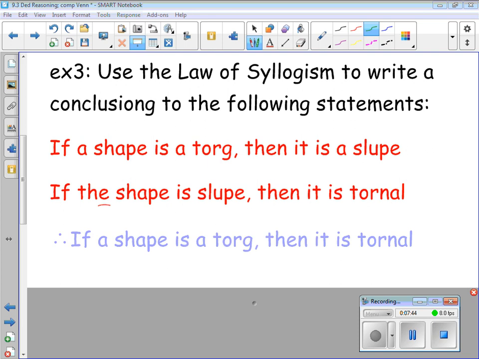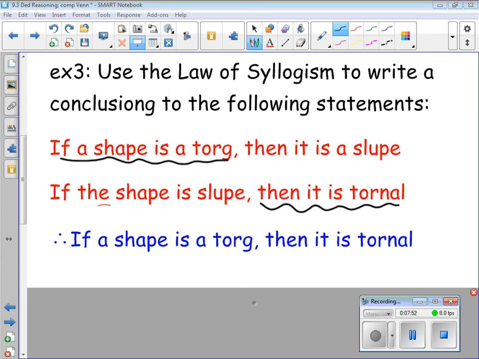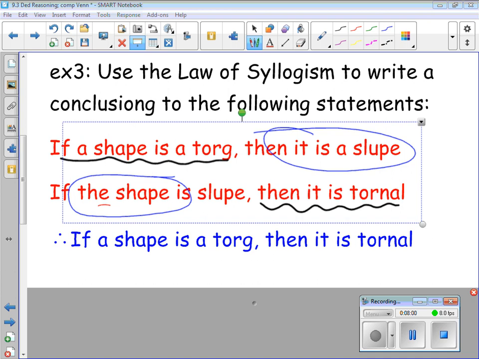All right. So basically, what I do is I find the first part and the last part and put them together, but only after I check and confirm that these two things match up. If the shape, oops, I'm sorry, if the shape is a slurp or slope, that matches. Okay? Those things have to match. Then I can take the first thing, the last thing, put it together as a conditional statement.